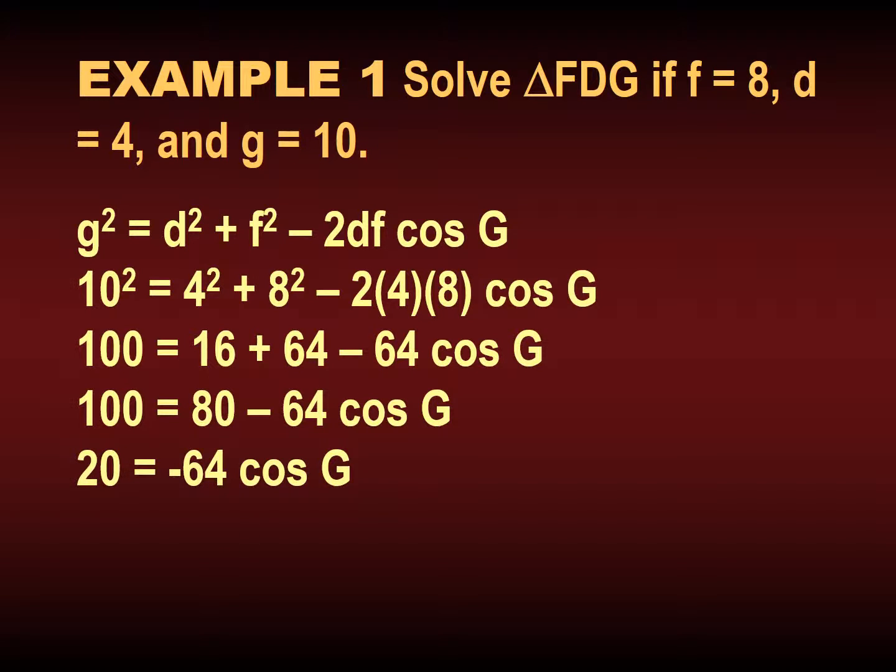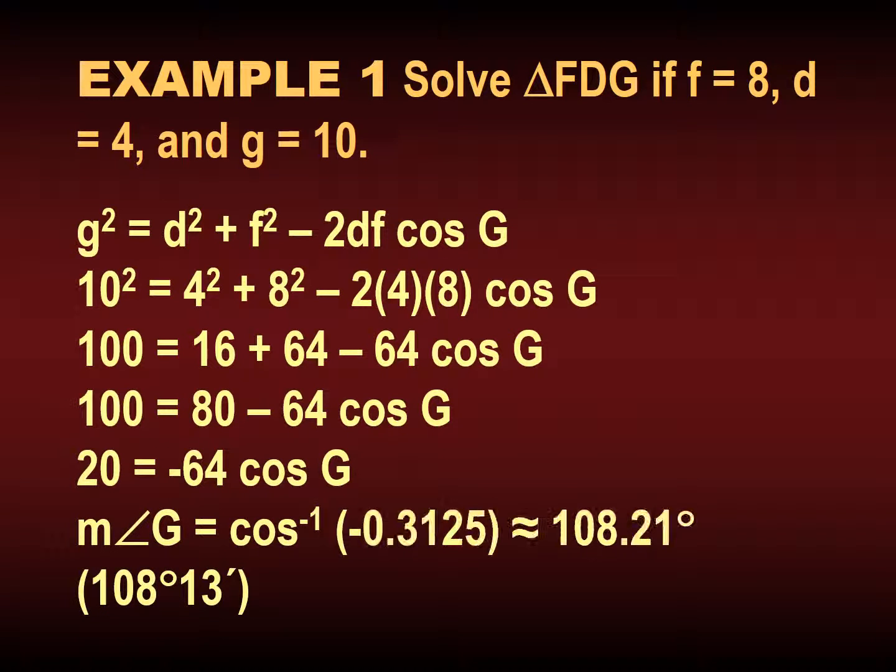Then I subtract 80 from both sides, and then I divide both sides by negative 64, which gives me negative 0.3125. I do the cosine inverse of both sides, so that way I can get angle G by itself, and cosine inverse of negative 0.3125 is 108.21 degrees, which if I convert to minutes is 108 degrees, 13 minutes.